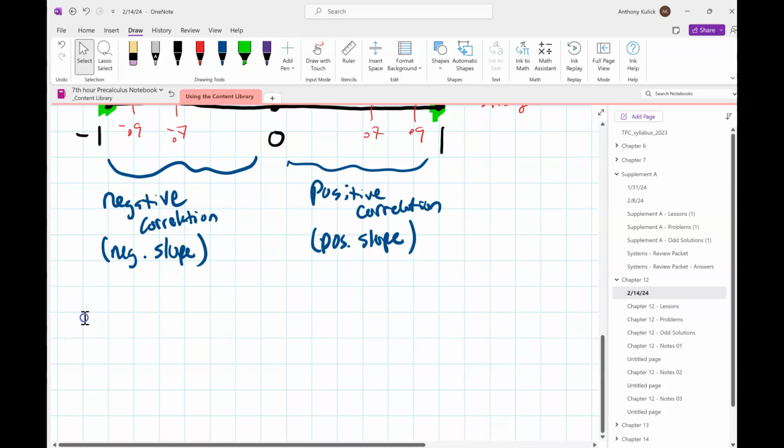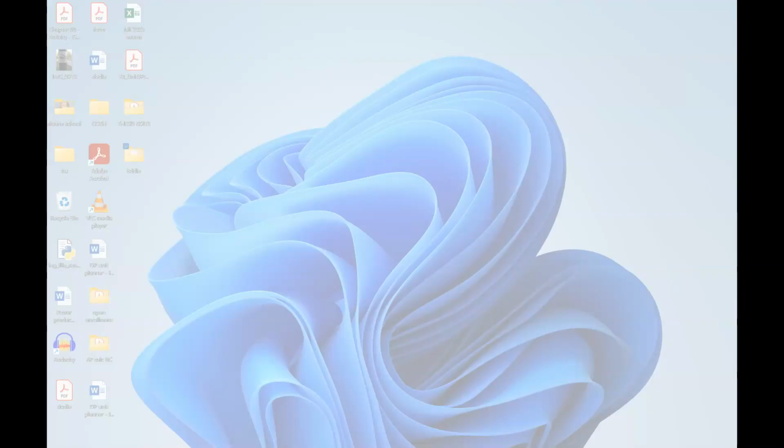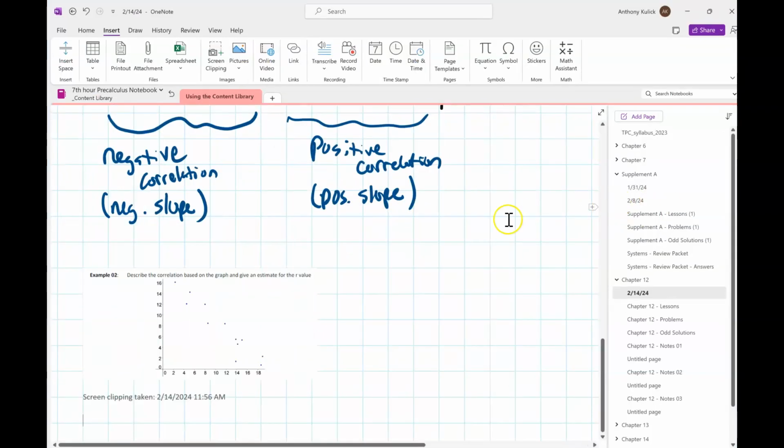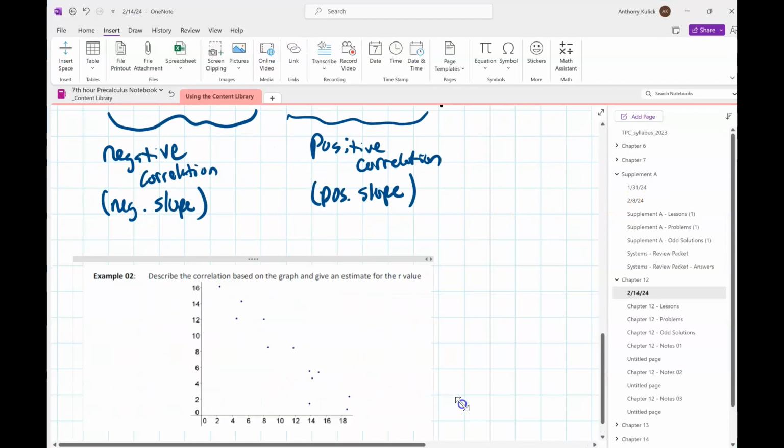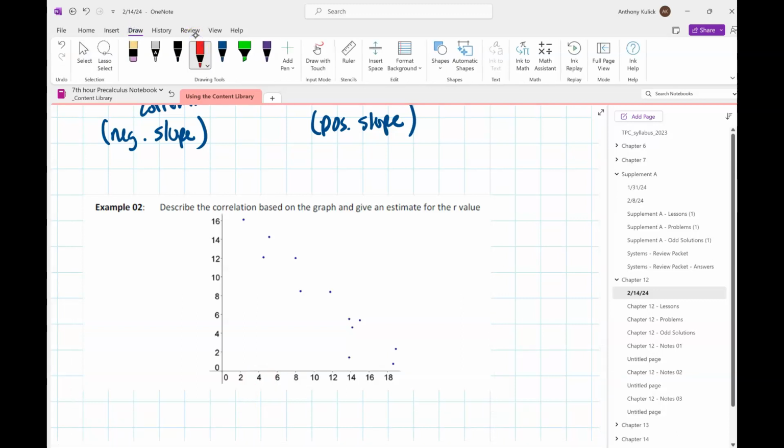Okay, so let's look at a little example here. All right. So let's say we have this right here. What is this plot set of points called? Do you remember what this is called? Scatter plot is correct. Good memory.